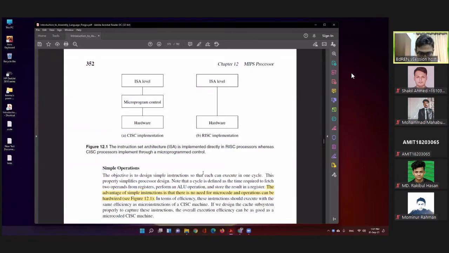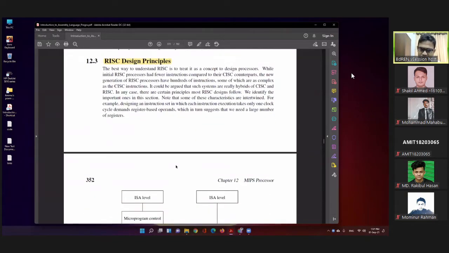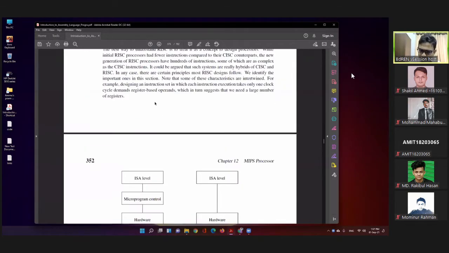Anyway, I think it was an interesting thing to share. That's why I shared it. Anyway, let us discuss one by one. There are 6 principles in list types of processor.